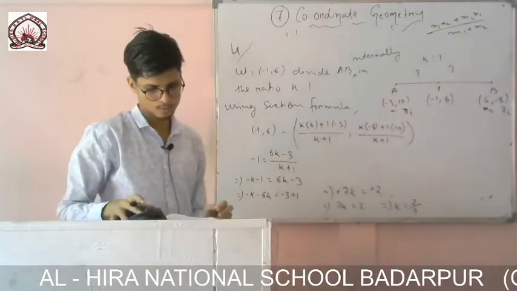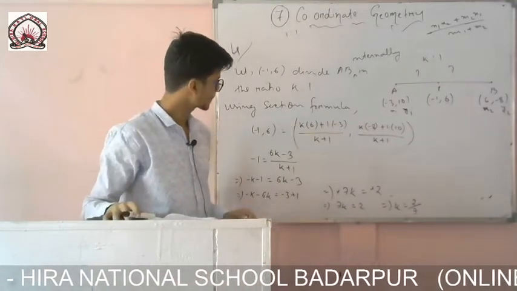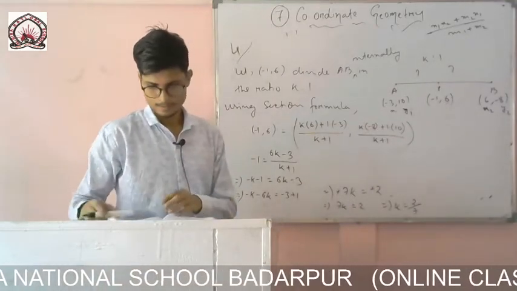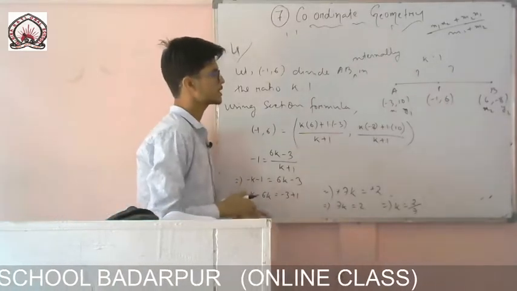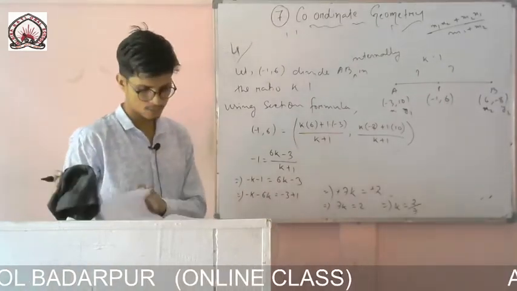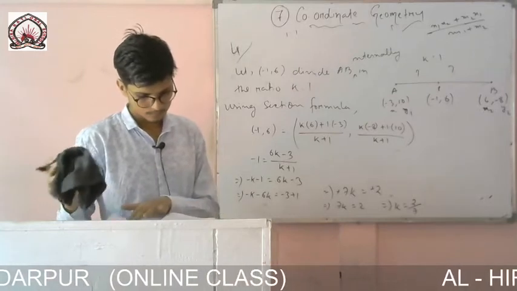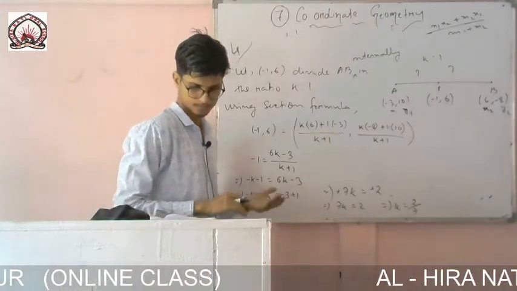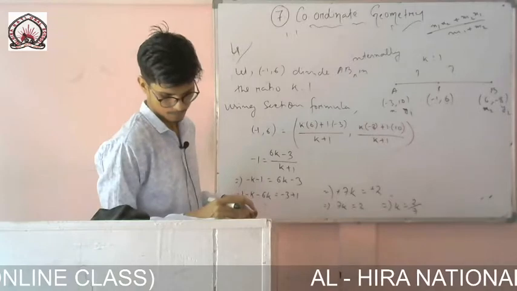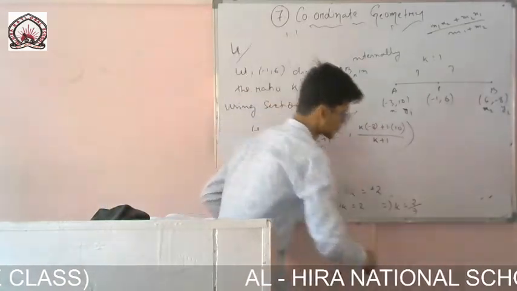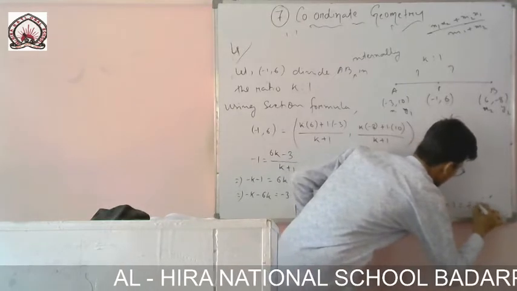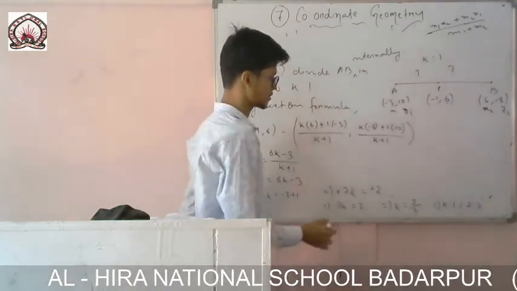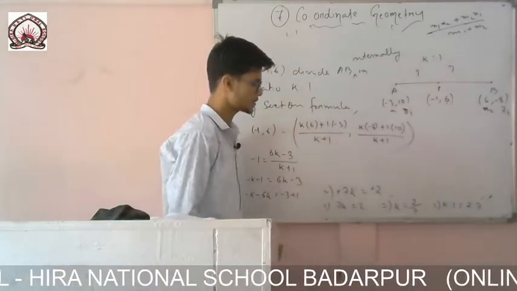That means k is equal to 2 by 7. So k is equal to 2 by 7. That means the ratio, k is to 1, will be equal to 2 is to 7. We are just expressing it. So k is equal to 2 by 7.